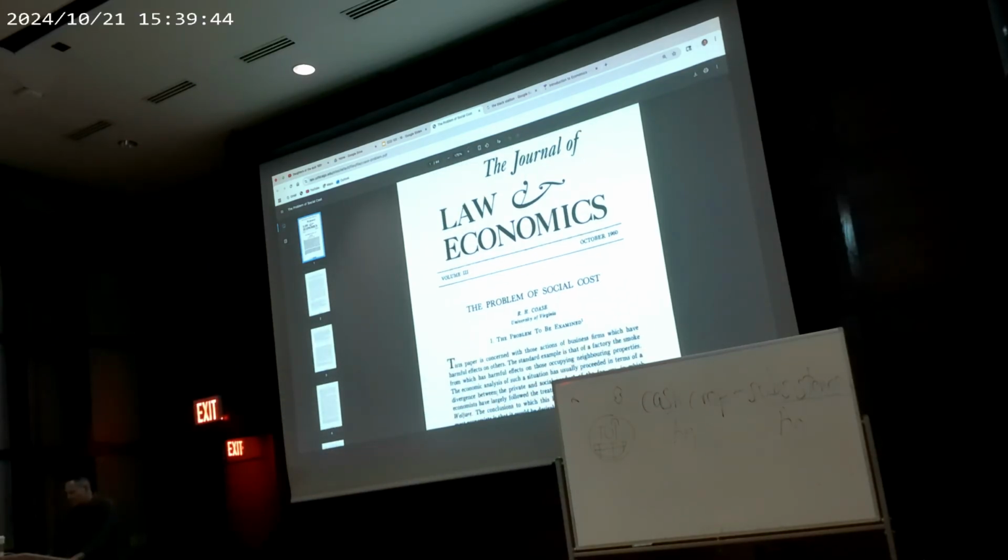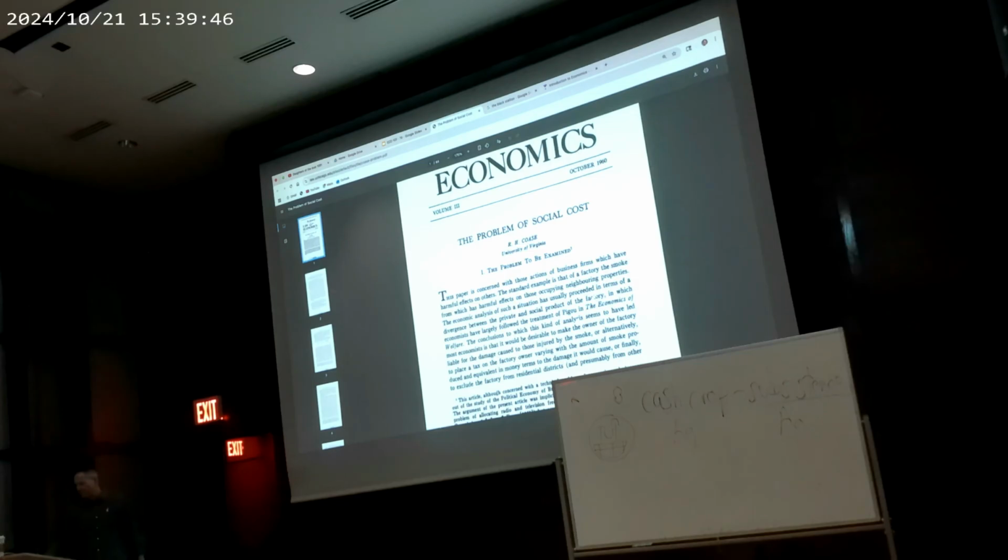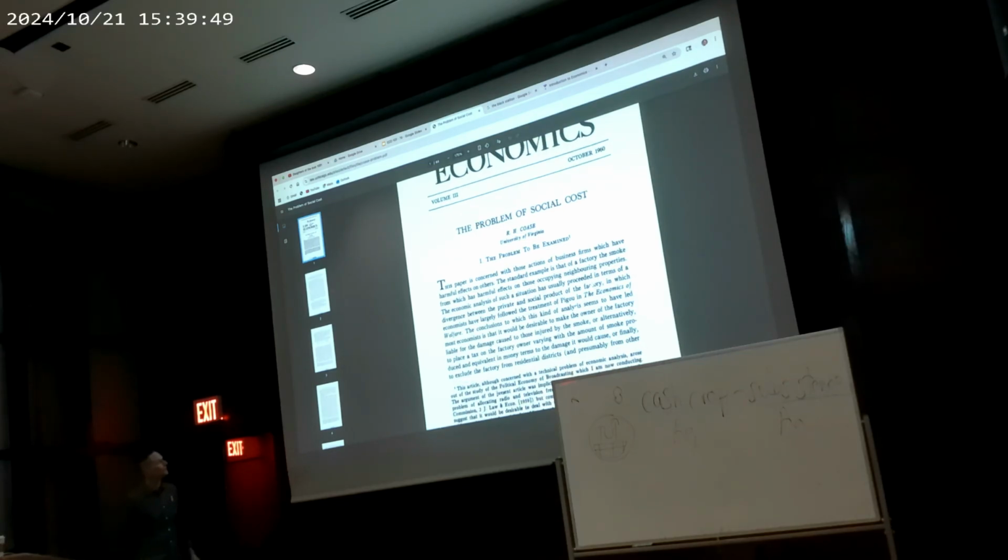The paper is concerned with those actions of business firms which have harmful effects on others. The standard example is that of a factory, the smoke from which has harmful effects on those occupying neighboring properties. That's a pretty standard description of what I've been talking about, right? And then he even mentions Pigou, right? The Economics of Welfare, which is all about that stuff. So you can even see he's summarizing a lot of what I just said to you.